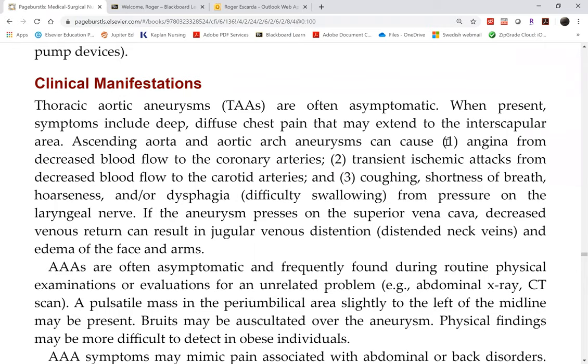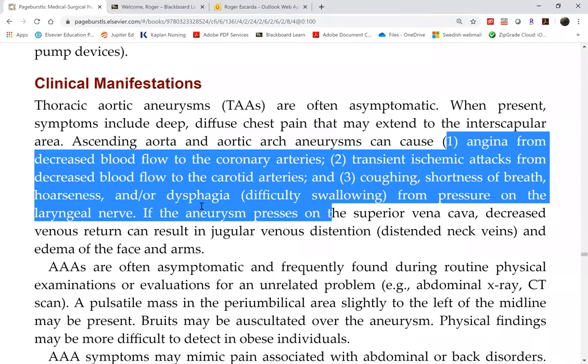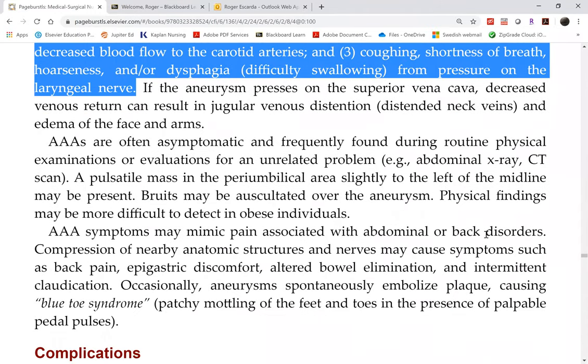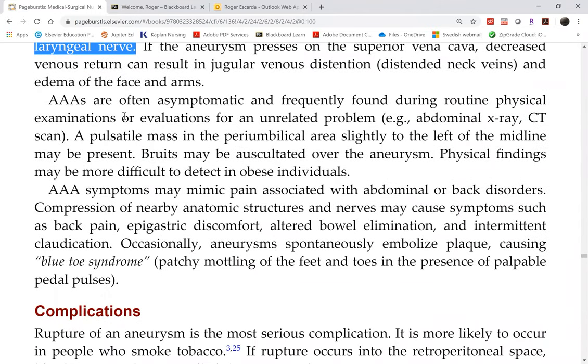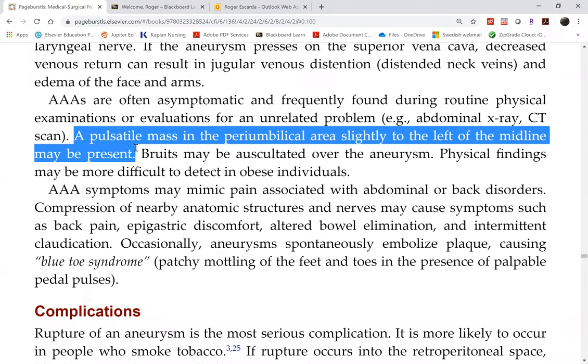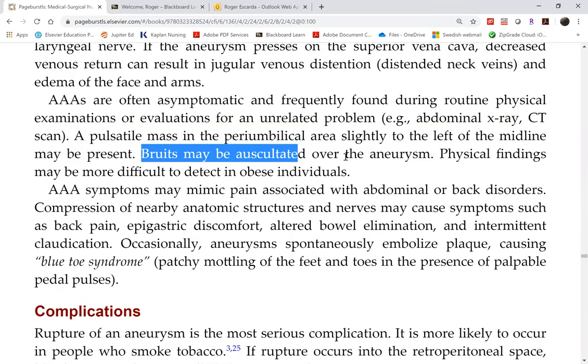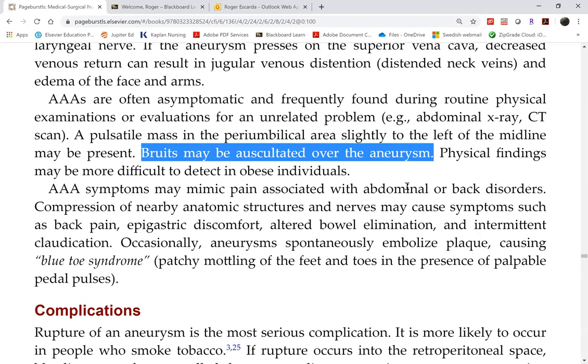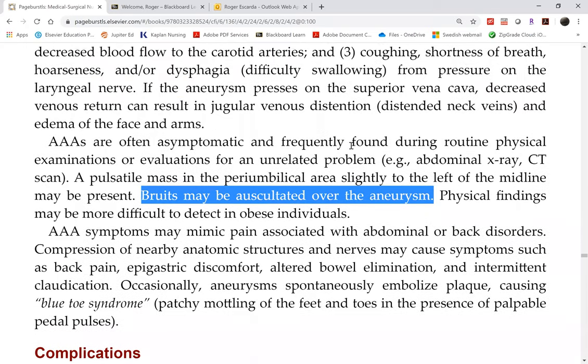Let's go to symptoms now. So these are your symptoms. Please read on your own. In the abdominal aortic aneurysm, which we call AAA, there is a pulsating mass. When the patient is lying supine, you'll see it pulsating, or you can hear a bruit also. A bruit is formed because the arterial wall is weakened, so you can hear blood rushing underneath there.